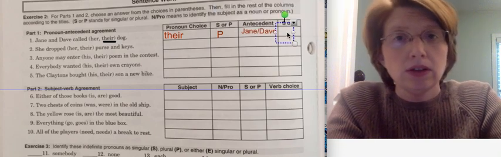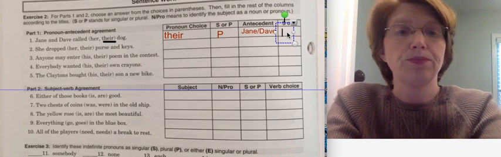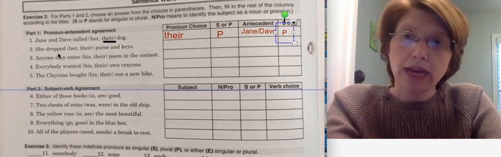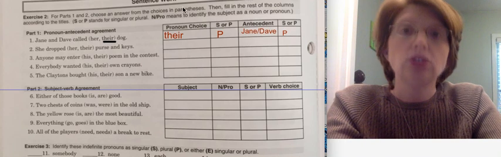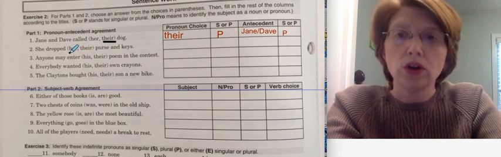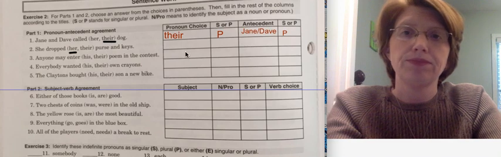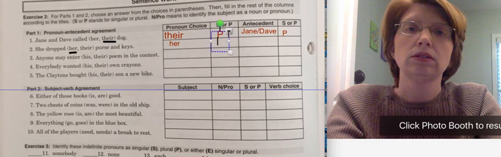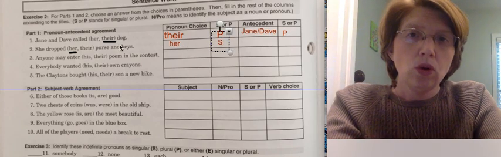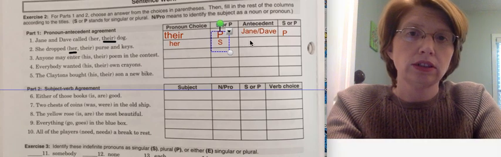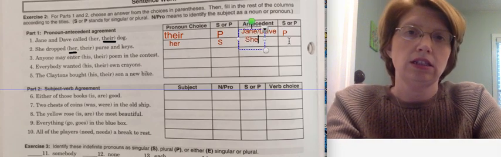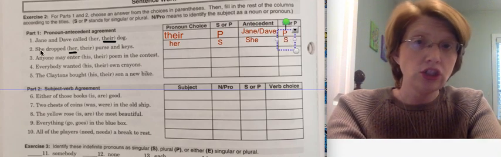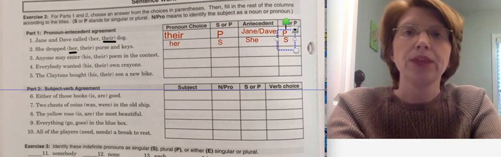Okay. Jane and Dave is plural. Okay, so we did right by choosing the plural pronoun. Now let's go back here. She dropped her purse and keys. So our pronoun choice is her. Her is singular. What's the antecedent to her? She. And she is singular. See, her goes back to she. We don't have a name. We just have she. Okay.